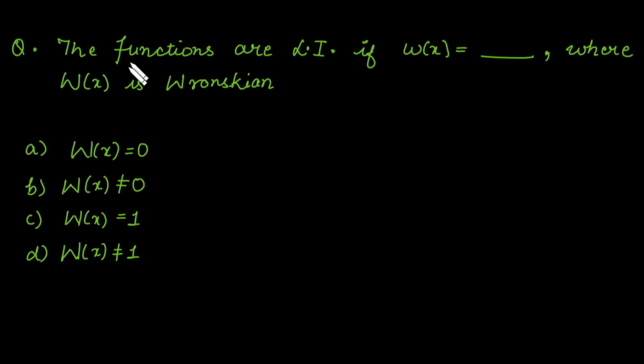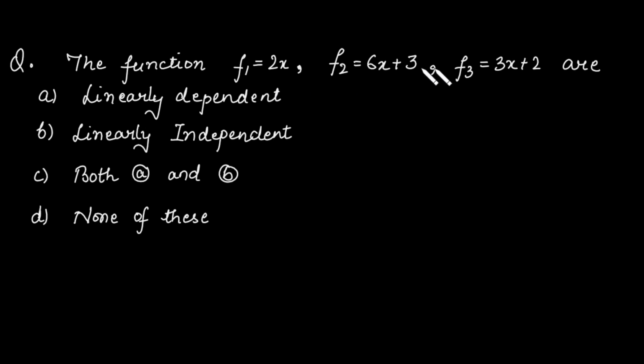Next question is, the functions are linearly independent if, what is the condition for the Wronskian? That is not equal to 0. Next question is, these functions are linearly dependent: both A and B, or none of these.